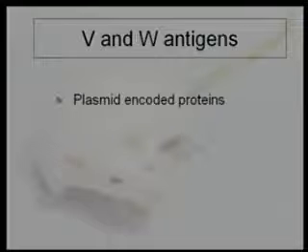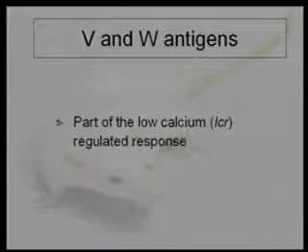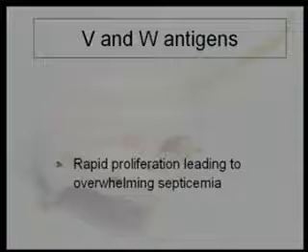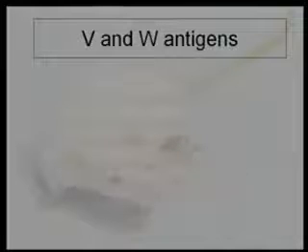VW, plasmid encoded protein, you don't have to memorize that. I'm not going to ask. Part of the low calcium regulated response. And it gives the organism's ability to rapidly proliferate and cause very rapid septicemia. As you saw, it progresses within a few days to cause death.